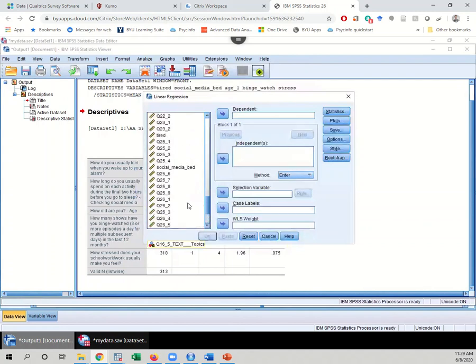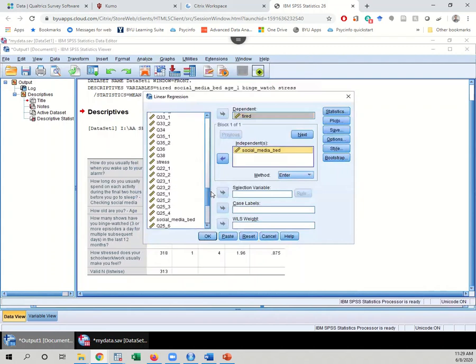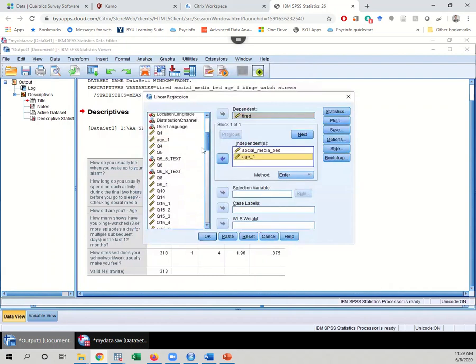so I'm going to click variable names here, and I'm going to say I'm predicting how tired someone is, and I'm going to put in social media bed, and then I'm going to put them in the same order that I have been dealing with them. So age, and then how many television shows have you binge watched recently, and how stressed are you?